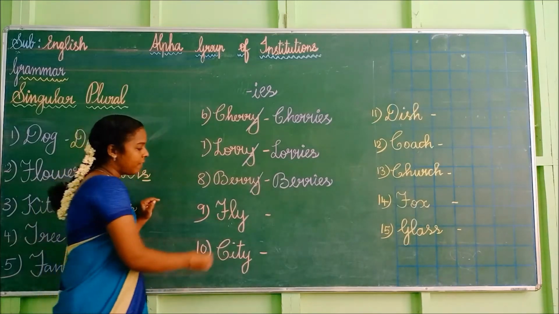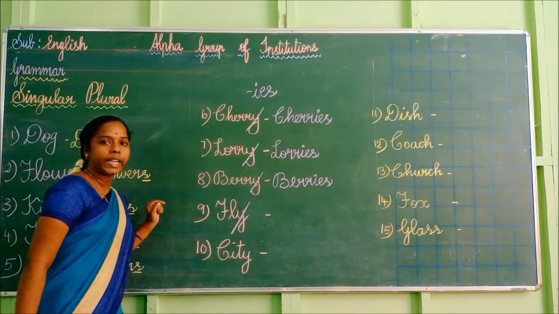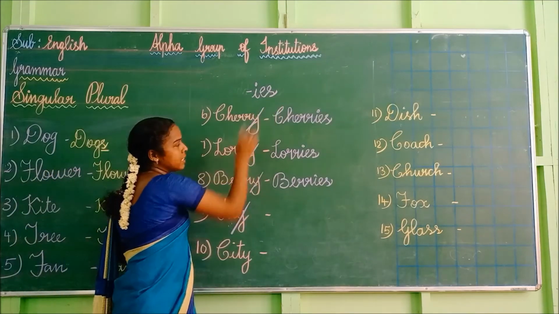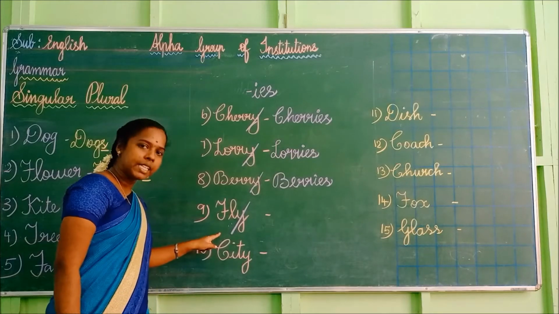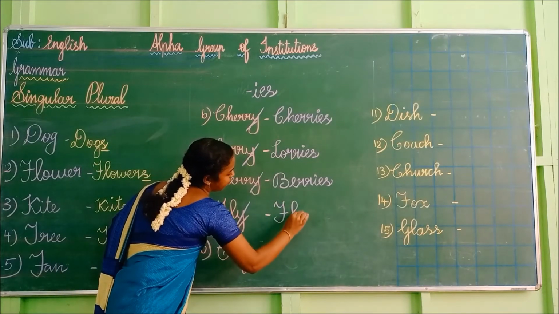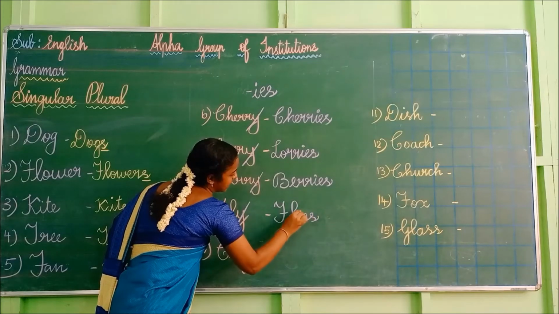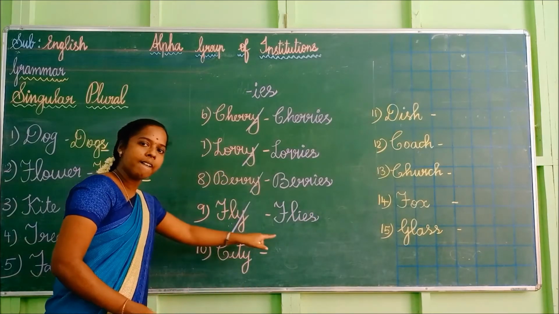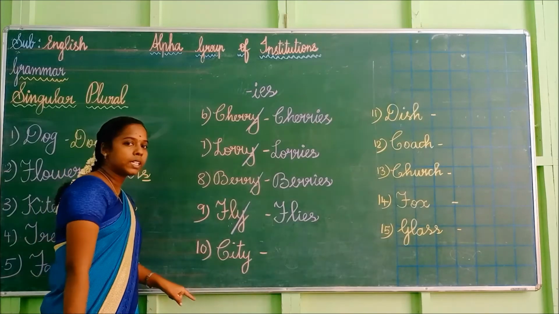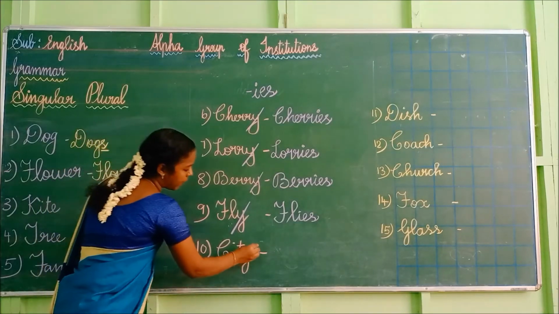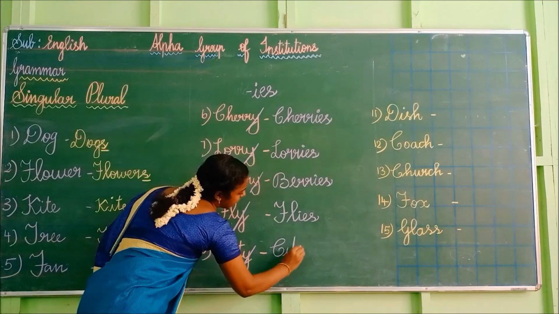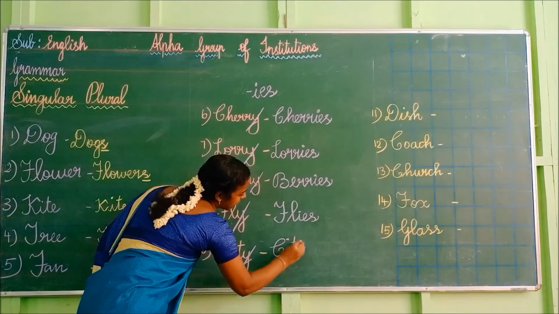Fly. Fly also ends with the letter Y. So you have to remove Y and add I-E-S to the singular noun to make the singular into plural. Fly, flies. The plural form of fly is flies. City. City also ends with the letter Y. So remove Y and add I-E-S. The plural form of city is cities.